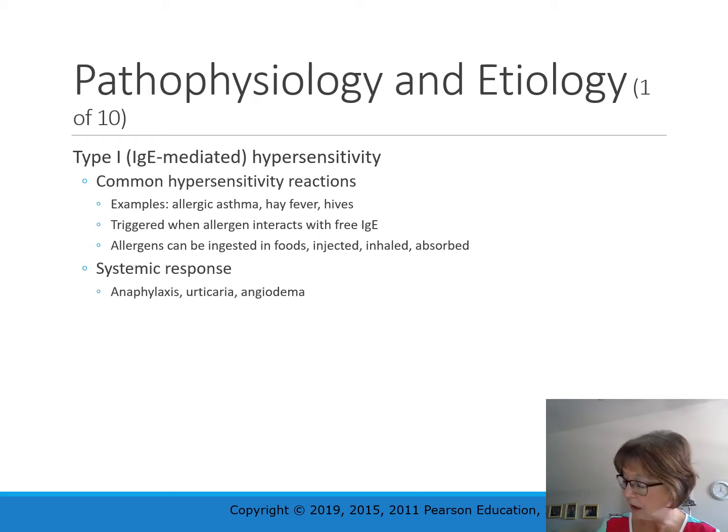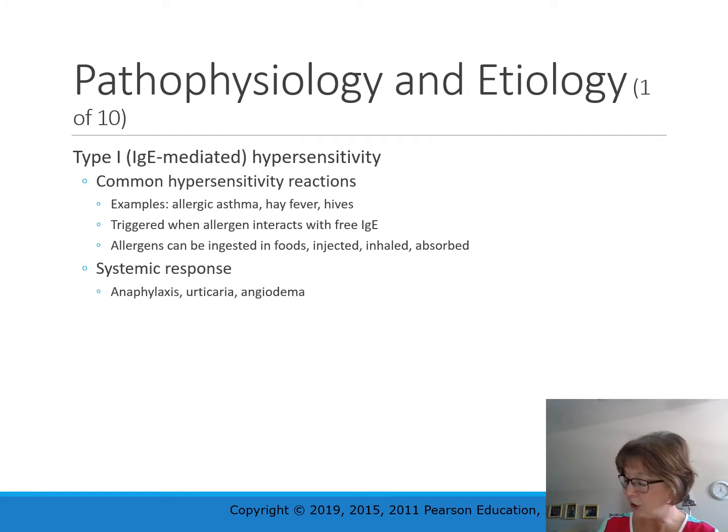Type 1 is localized or systemic. So you may see hypotension, wheezing, GI or uterine spasms, stridor, difficulty breathing, and urticaria, which is a skin reaction. Asthma, allergic rhinitis, hay fever, and food allergies fall in type 1.